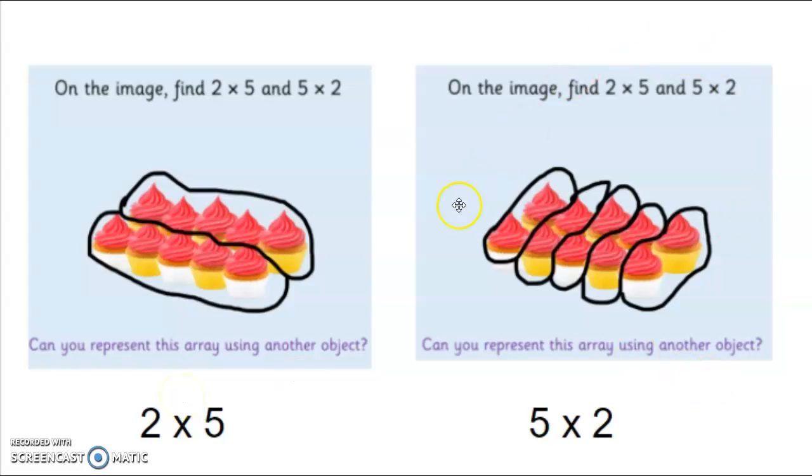On the next image over here, you can see that I've drawn circles around the cake slightly differently. And this time I've found 5 times 2 because there are 5 groups, 1, 2, 3, 4, 5. And in each group, there are 2 cupcakes.